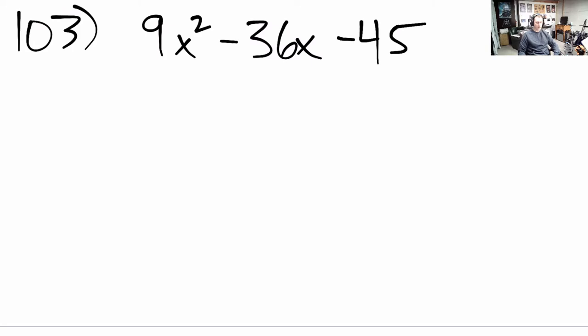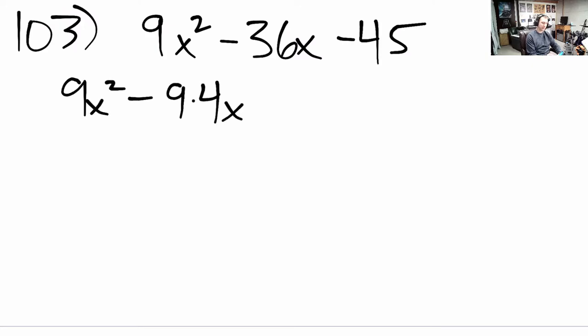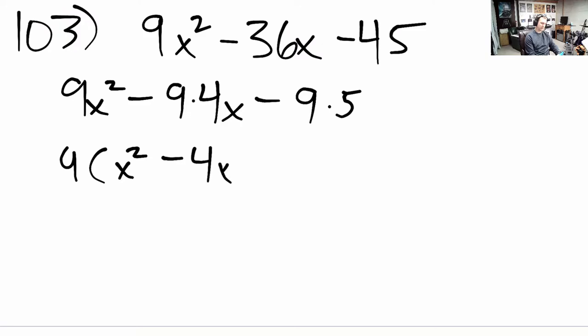This is a trinomial. It's a second degree trinomial. When I look at this, the first thing that I see is that there's a coefficient factor that we can pull out first. I notice that this is 9, obviously, and this is divisible by 9, and so is this. When you see something like that, the first thing you should probably try to do is take out that common factor. This is 9x squared minus 9 times 4x, which is 36, and then minus 9 times 5, that's 45. These all have a 9 in that factorization. So let's take it out front. 9 times x squared minus 4x minus 5.